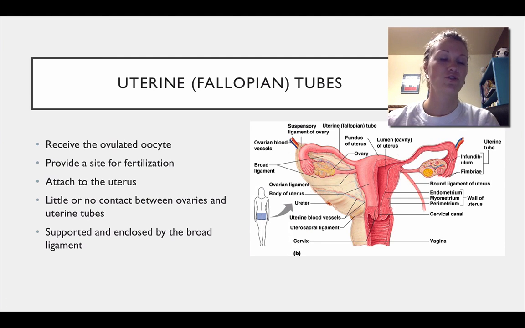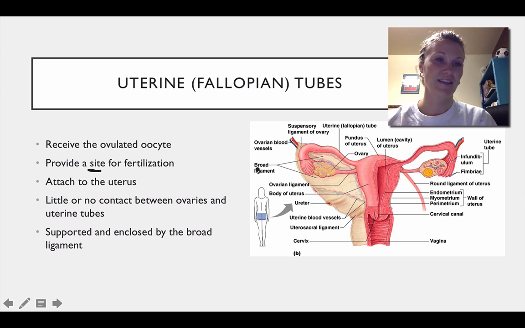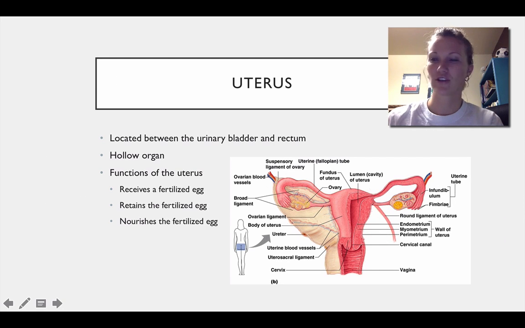The fallopian tubes receive the ovulated oocyte and provide a site for fertilization, so fertilization occurs in the uterine tube. It attaches to the uterus, and there's little to no contact between the ovaries and the uterine tube, so just be aware of that. It's also supported and enclosed by a broad ligament. That's what you need to know about the fallopian tubes.